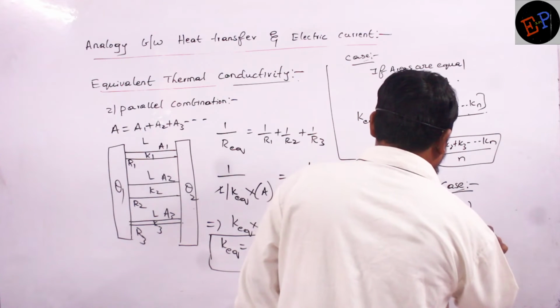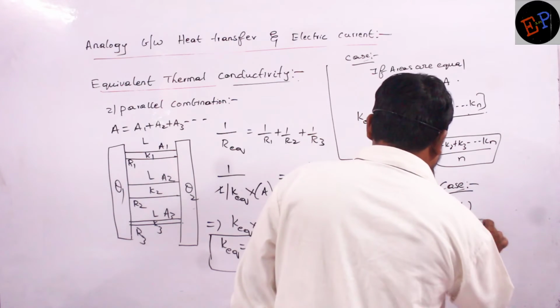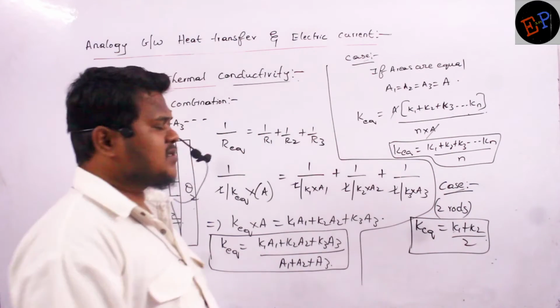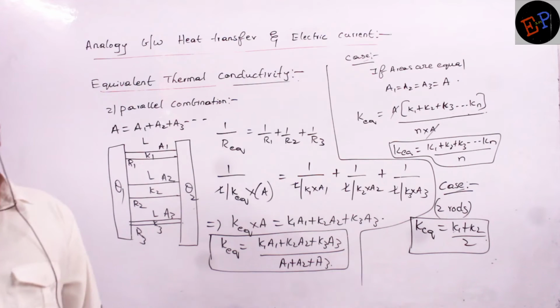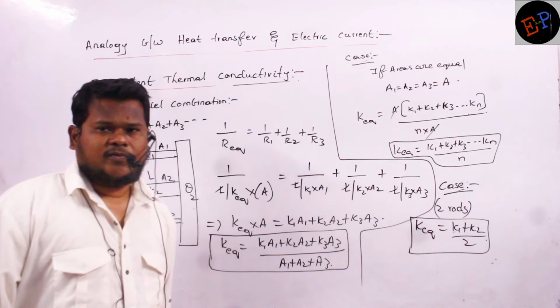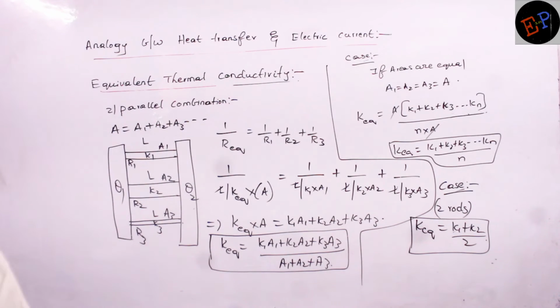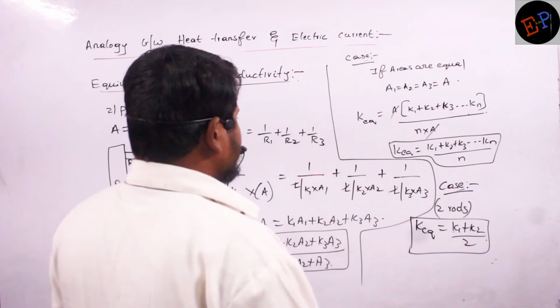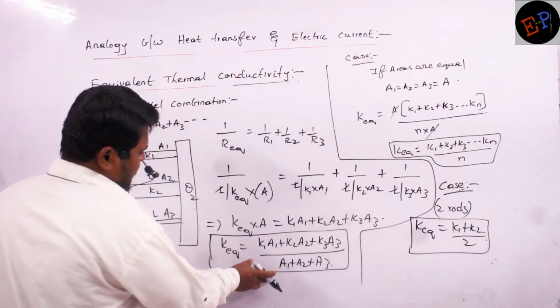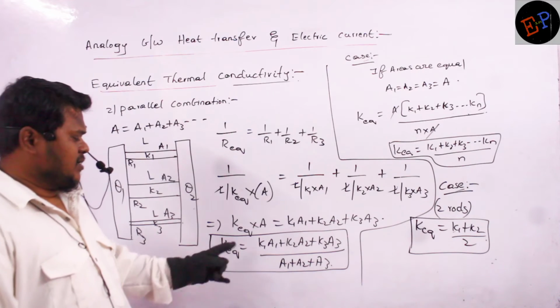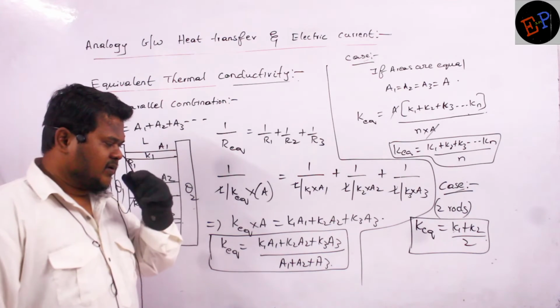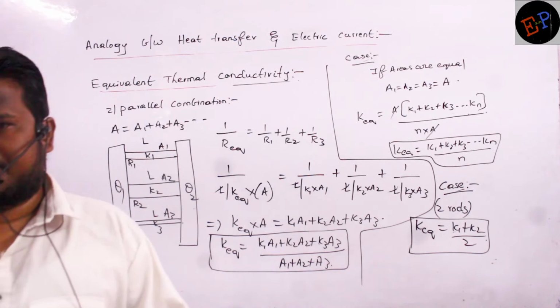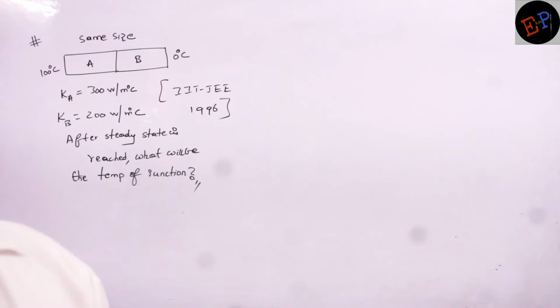K1 plus K2 divided by 2. Because mostly up to NEET level, questions will be given only on 2 rods. So better you remember K equivalent is equal to (K1 plus K2) by 2. And the general formula is this one. You can use this for any number of rods: (K1 A1 plus K2 A2 plus K3 A3) divided by (A1 plus A2 plus A3). Fine. That's it.